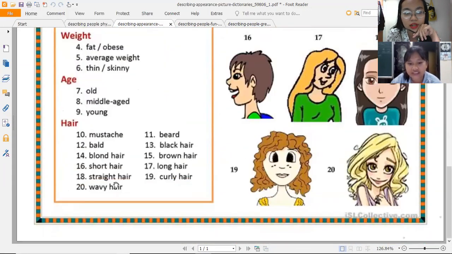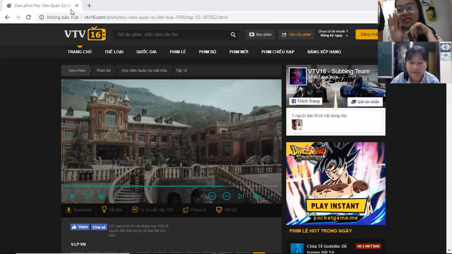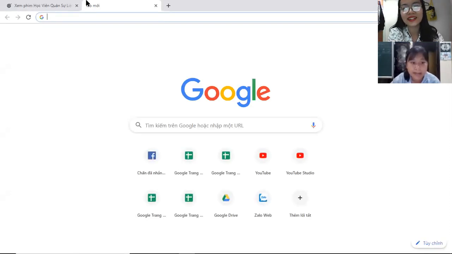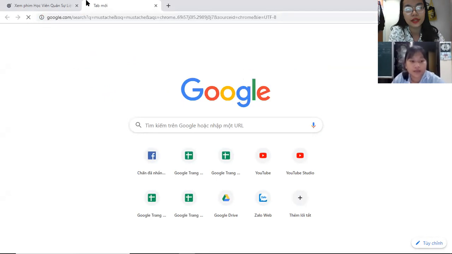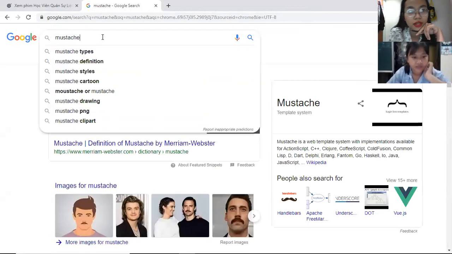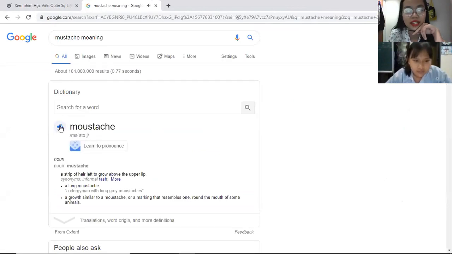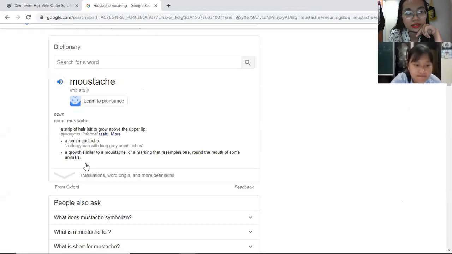Okay, we have number 10. I forgot how to spell it. Let's check it. Mustache. I remember it's a mustache, but I am not sure. Sorry, I forgot the pronunciation. This one, mustache. What is a mustache here? Let's see a picture.